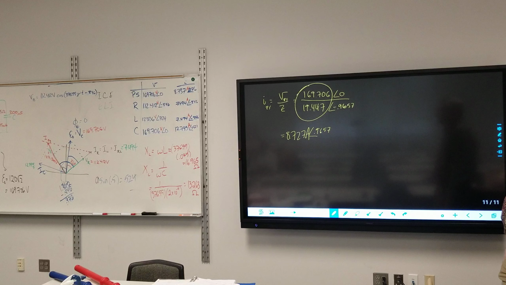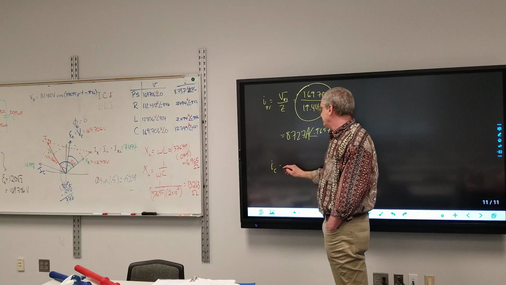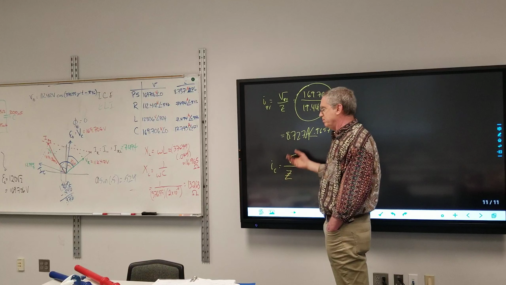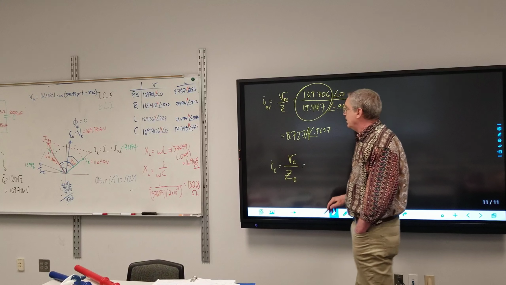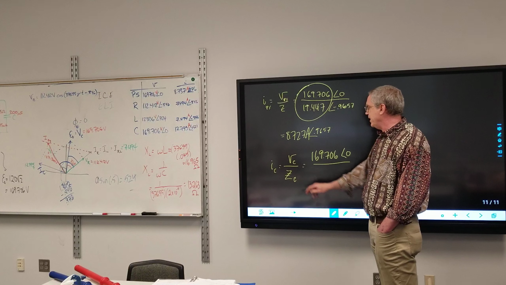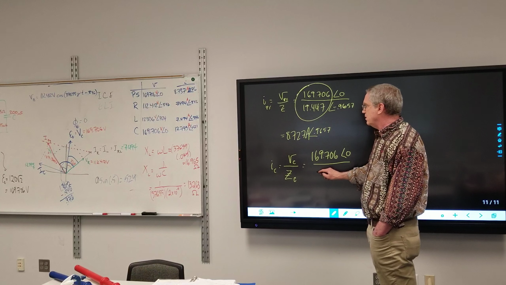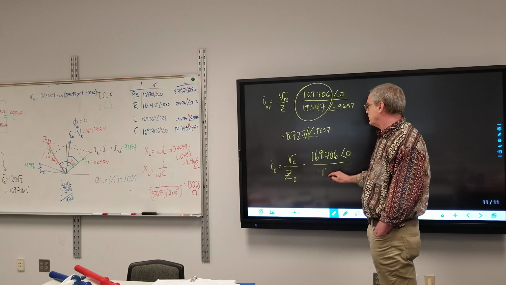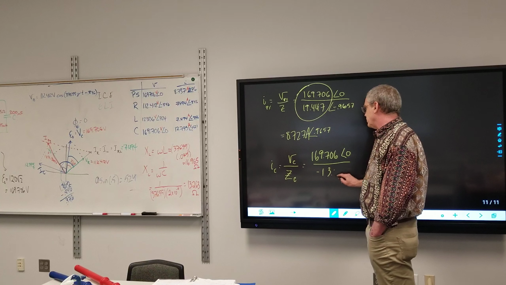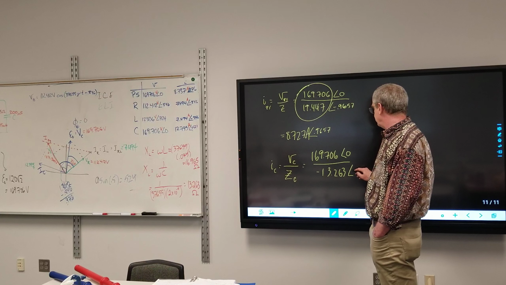I want to figure out what is the current flowing across the capacitor. Simple enough. Current flowing across the capacitor is going to be equal to the voltage across the capacitor divided by my Z capacitor. Well, that's 169.706, angle of 0 radians, divided by my Z_C, which is 13.263 angle of, it's negative j, so negative pi over 2.